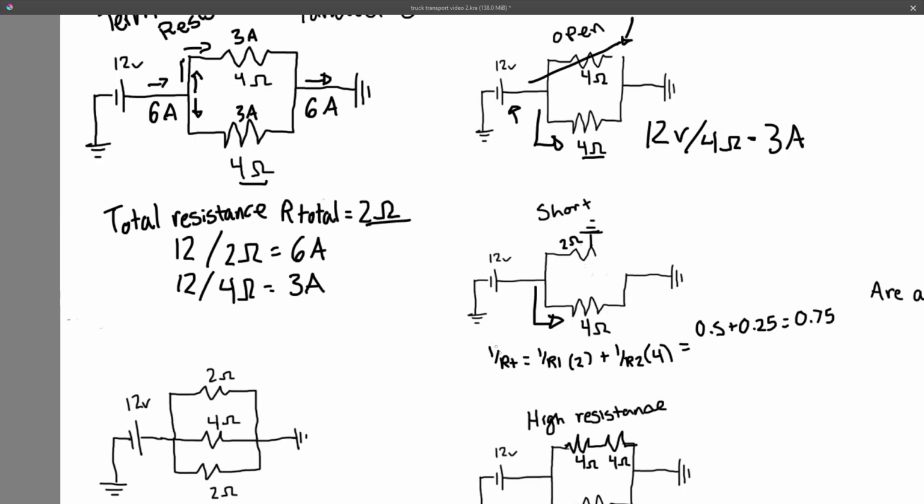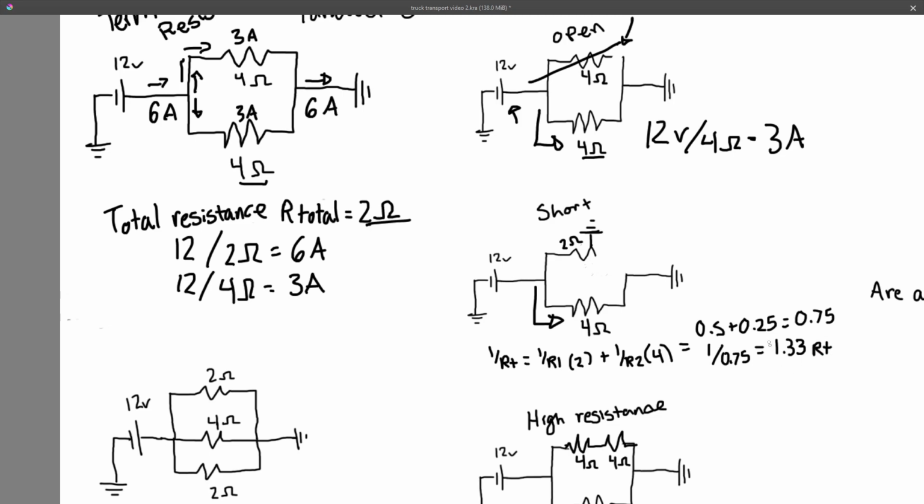Keep in mind, this is still 1 over RT, so we have to inverse 0.75. To do that, on our calculator, we just take 1 divided by 0.75, and that will give us a value of 1.33 repeating. That is our RT, our total resistance.